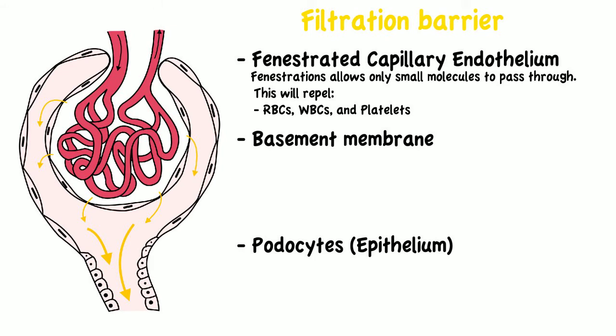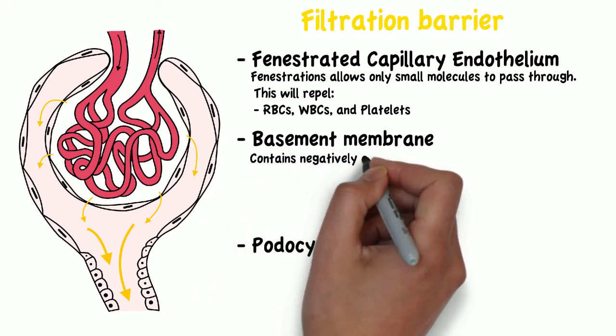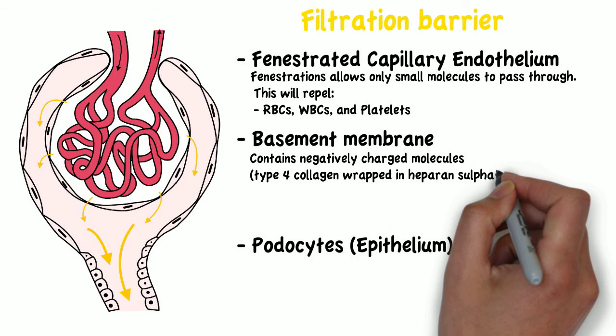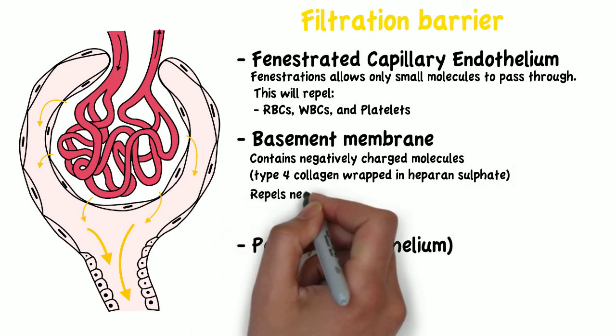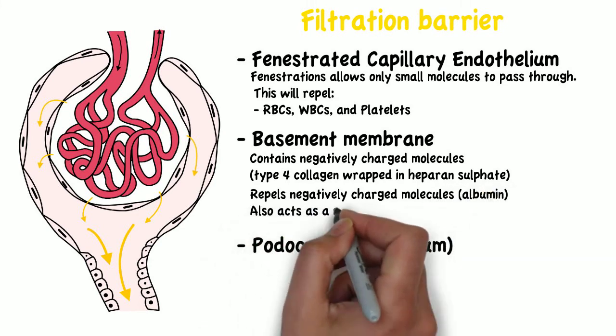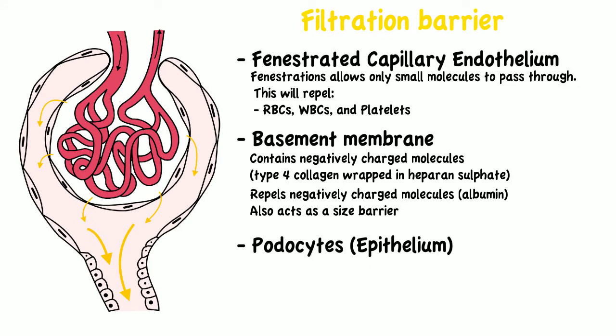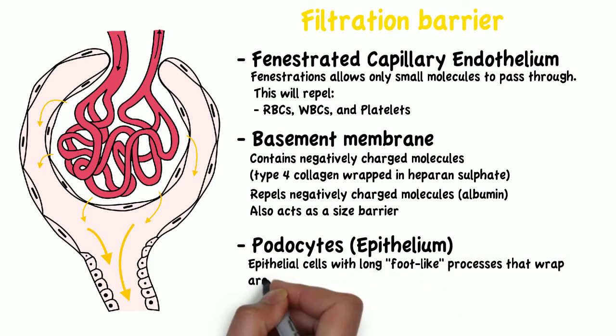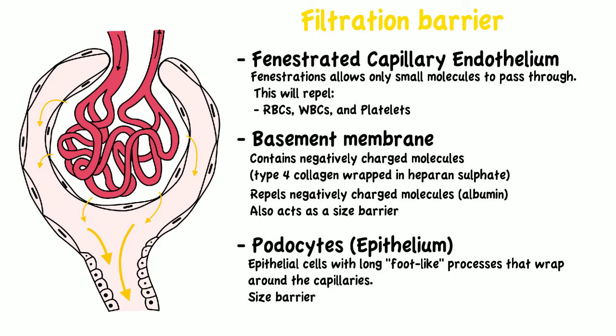Next, we have the basement membrane, which contains negatively charged molecules, namely type 4 collagen wrapped in heparin sulfate, and as a result, the basement membrane will repel negatively charged molecules such as albumin, and it also acts as a size barrier, allowing only small molecules through. Finally, we have the podocytes, which are the epithelial cells with long foot-like processes that wrap around the capillaries. The slits between the foot processes filter blood, acting as another size barrier.